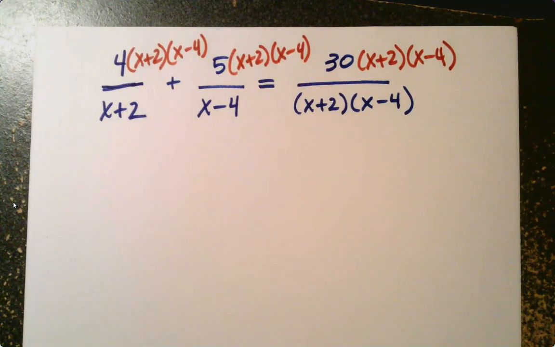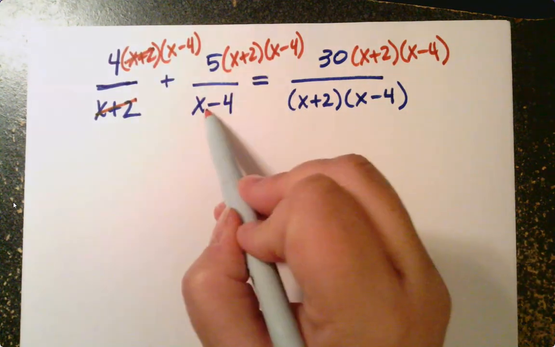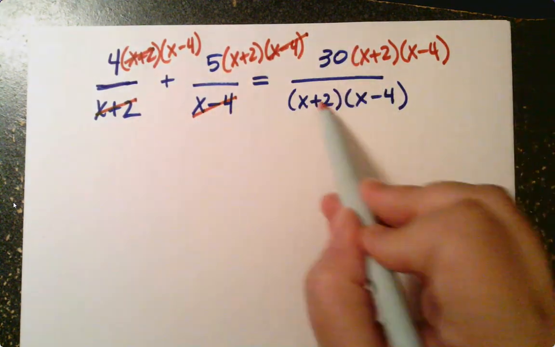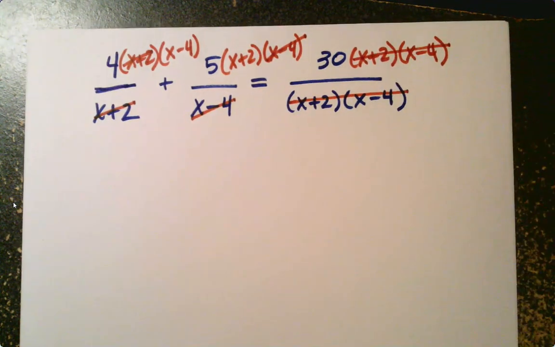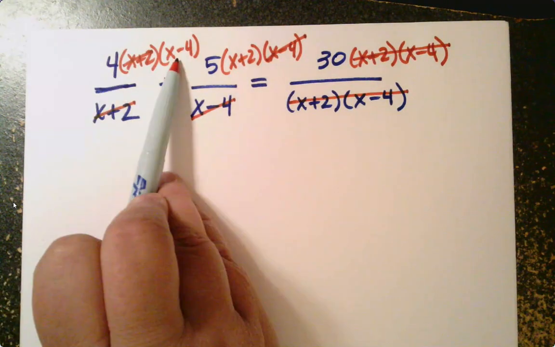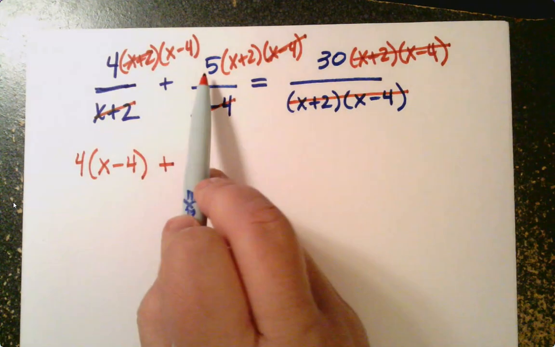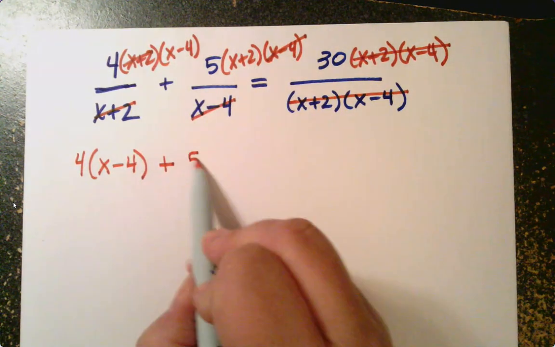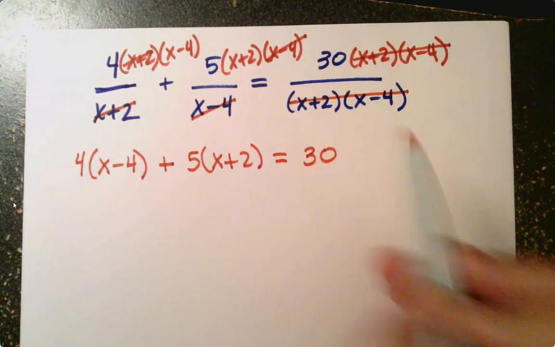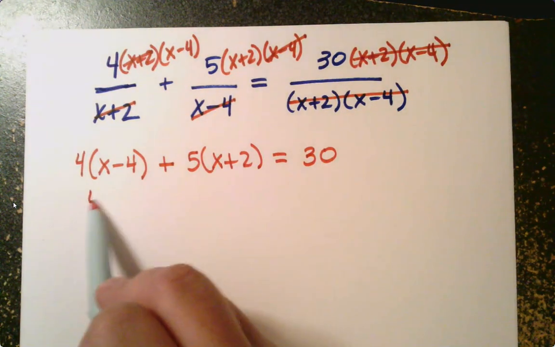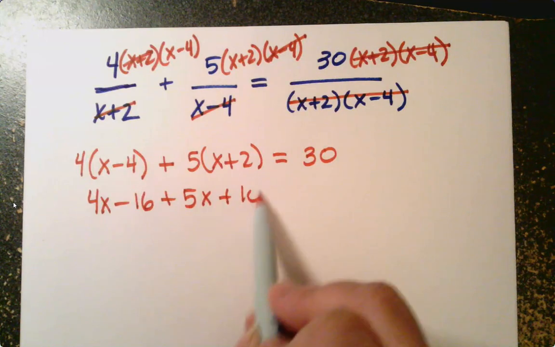All right, now, some of these things are going to cancel, some of them won't. X plus 2 cancels, x minus 4 cancels here, and the whole thing cancels here. So let's look carefully at what remains. 4 times (x minus 4). Make sure to keep the parentheses. Plus 5 times (x plus 2) equals 30. And now I have my equation to solve, and it becomes a lot simpler without all the fractions.